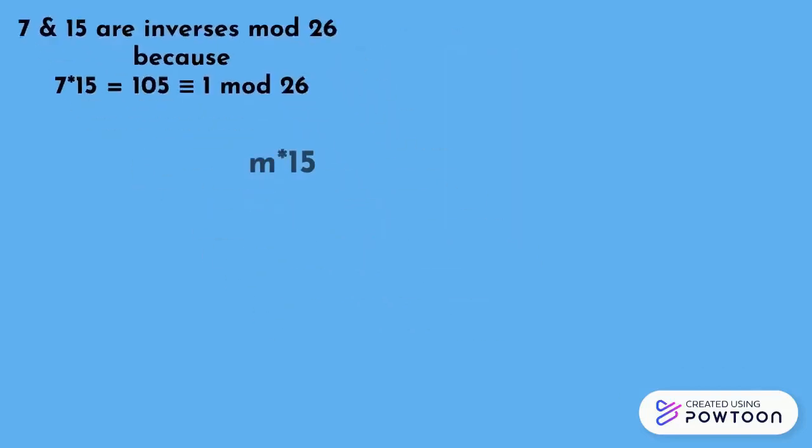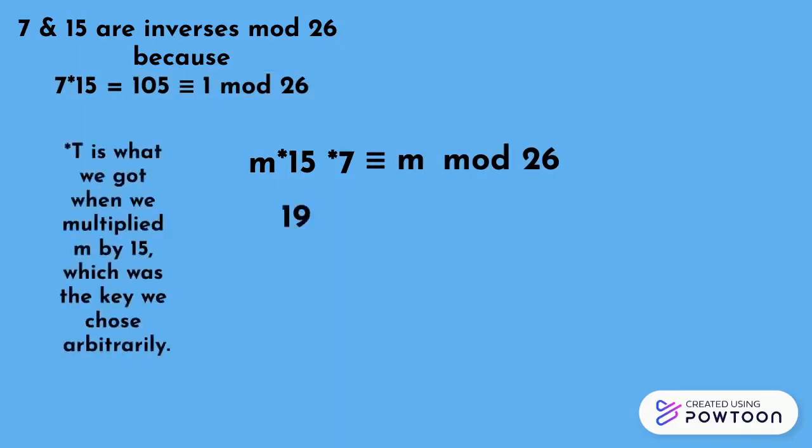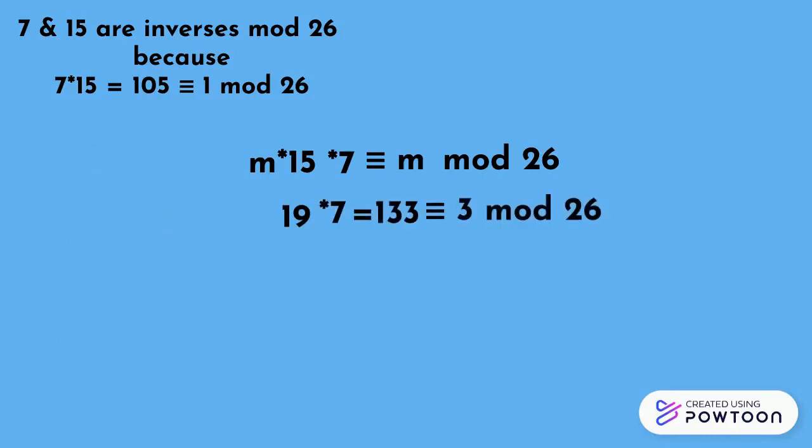So you sent me your message, let's call it m times 15. Now to decrypt, I'll multiply it by 15's inverse, 7. So that's m times 15 times 7. We do this because, as we said, 15 times 7 is equivalent to 1 mod 26. So m times 15 times 7 will be equivalent to m times 1, or just m, which is the original, now decrypted, message. So let's apply that. T is 19, times 7 is 133, mod 26 is 3, which corresponds to D, the original message.